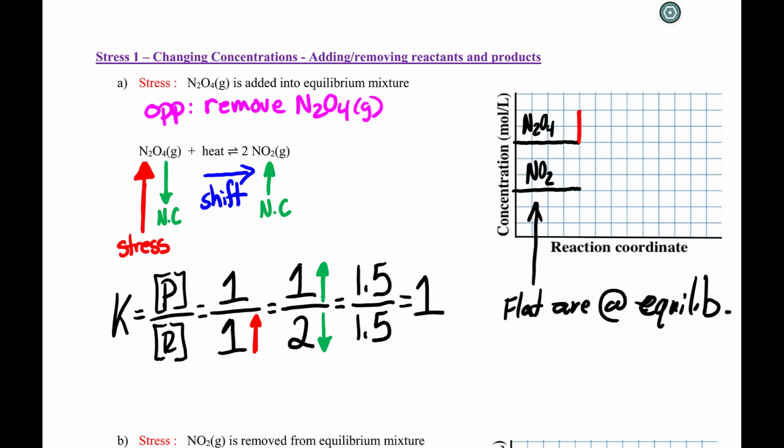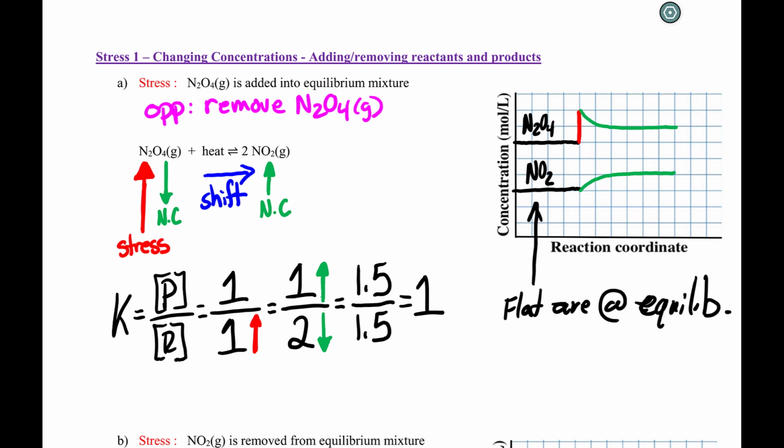So what will happen, and I'm going to use my green pen here because now the concentration is going to come down after the stress point. This is going to come down and flatten out as it reaches equilibrium. And this is going to come up and flatten out as it gets back to equilibrium.